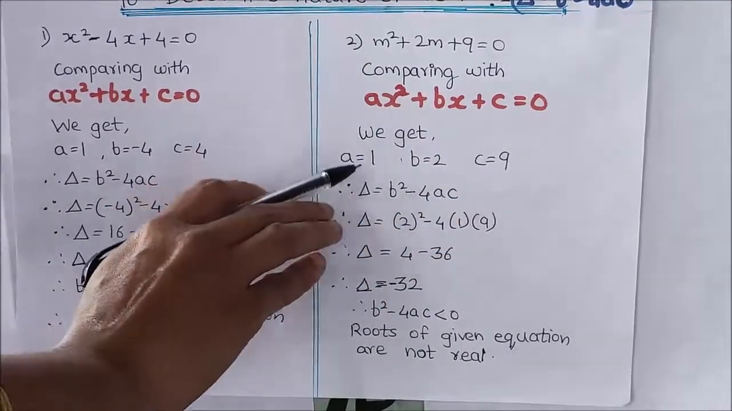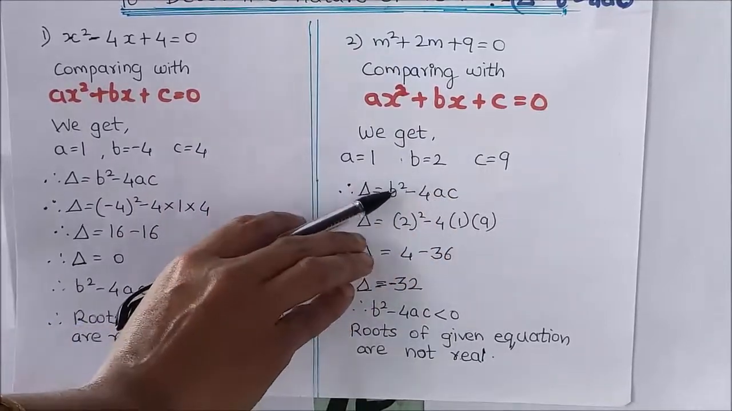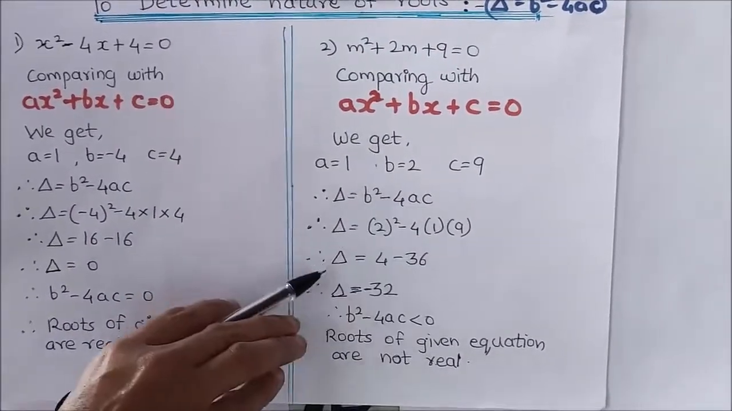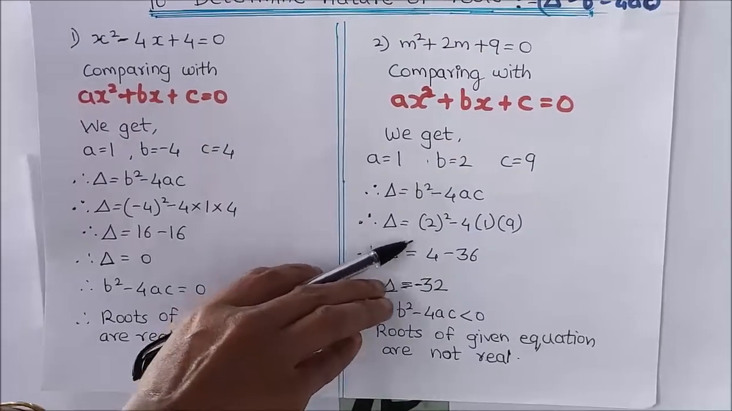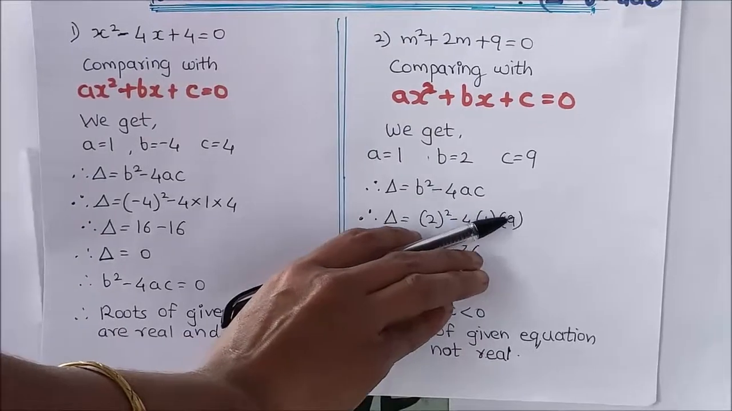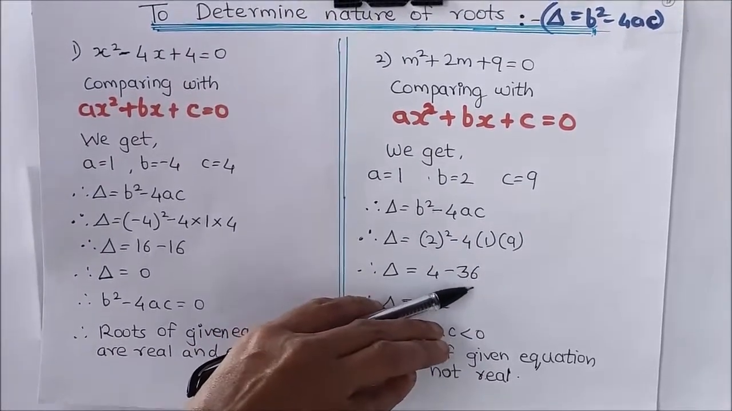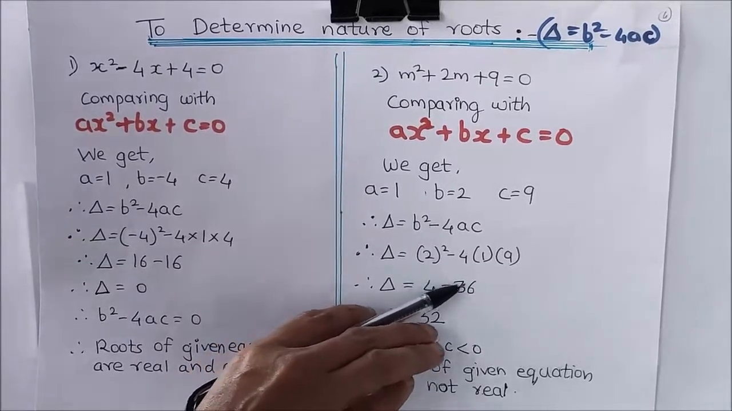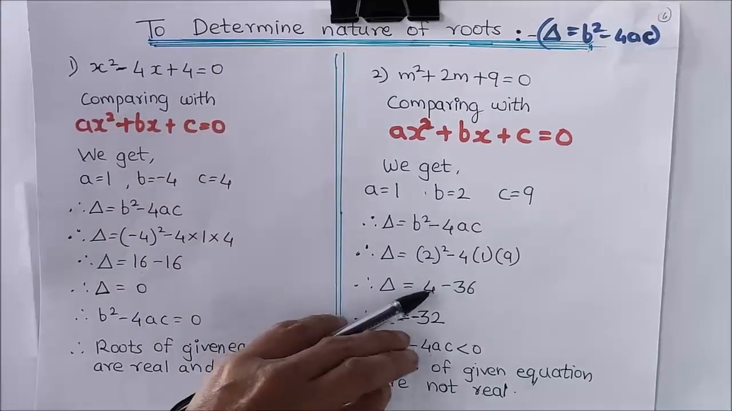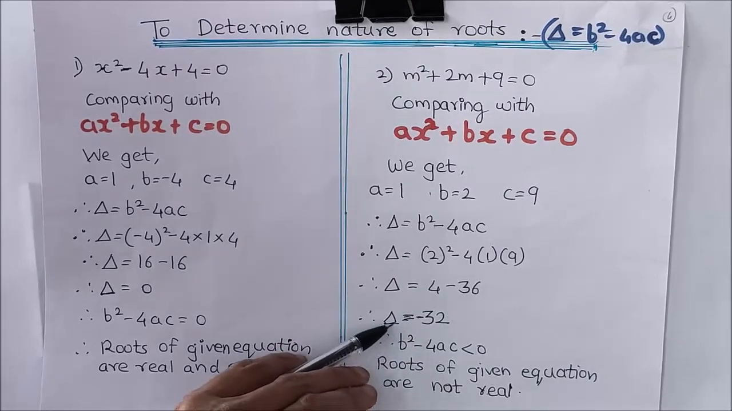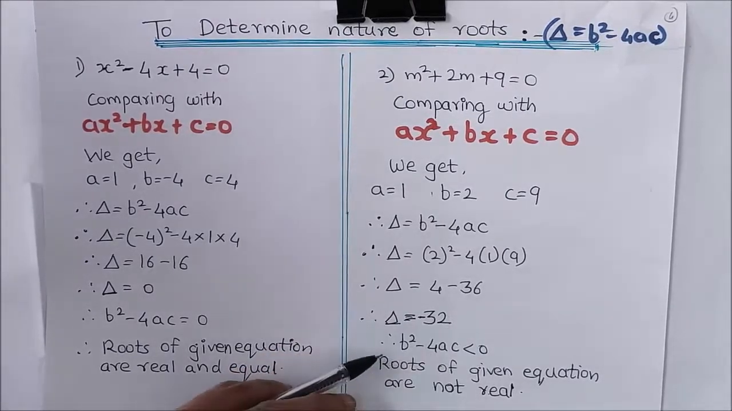Once again, we'll substitute the values of a, b, c in the formula. Delta equals b square minus 4ac. We get delta equals 2 square, that is 4, minus 4 into 1 into 9, that is minus 36. 4 9s are 36. Therefore delta equals 4 minus 36. Plus minus is always minus. Therefore minus 32. We get the value of delta as minus 32.